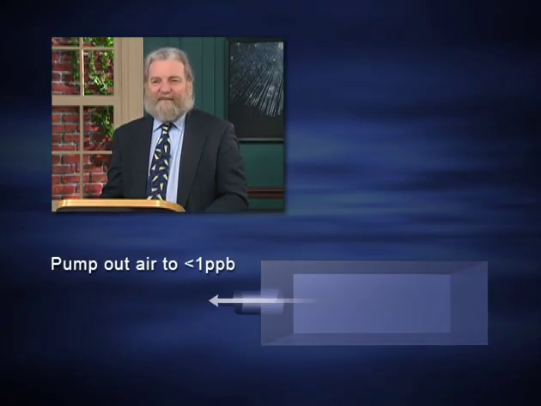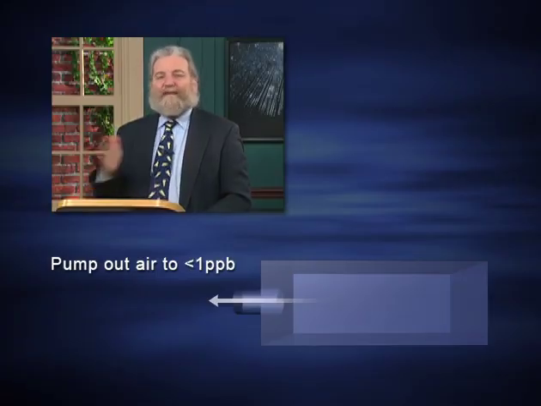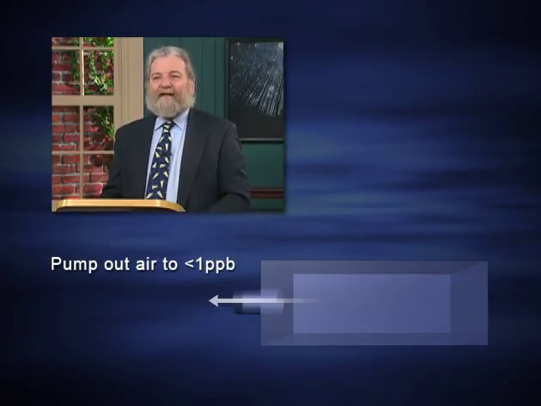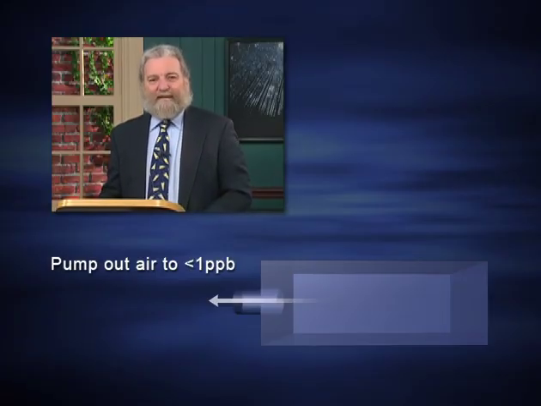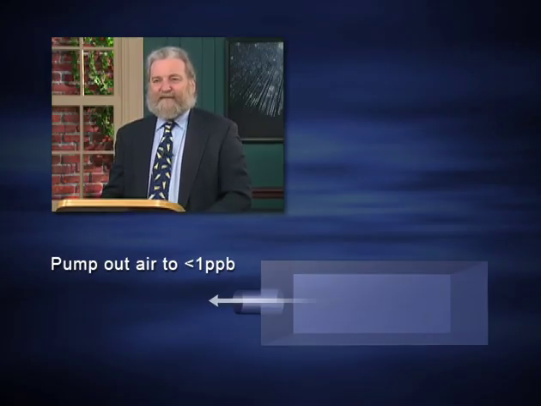You start with a vessel that's very tightly sealed and creates an excellent vacuum, and you attach to it a vacuum pump. And you pump out all the gas molecules that are in there that you can, down till there's less than 1 part per billion of a normal atmospheric composition.